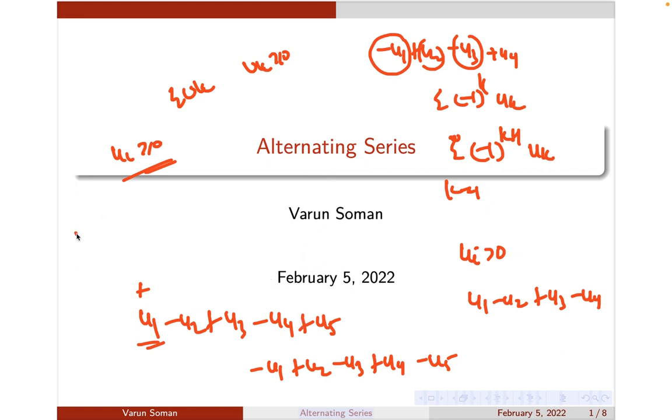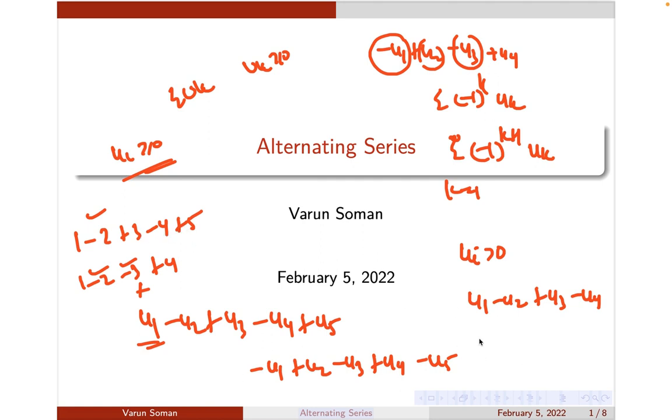One example is 1 minus 2 plus 3 minus 4 plus 5, etc. But 1 minus 2 minus 3 plus 4 is not an alternating series, because you can see that two consecutive terms have a negative sign. So this is not an alternating series, while this one is an alternating series. Here, 1 minus 2 plus, so basically it is alternating in sign.